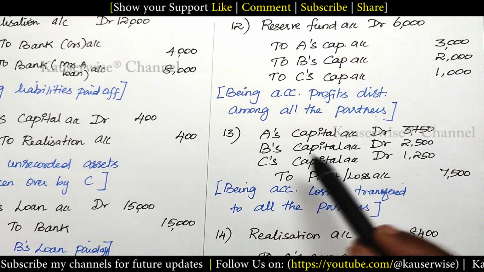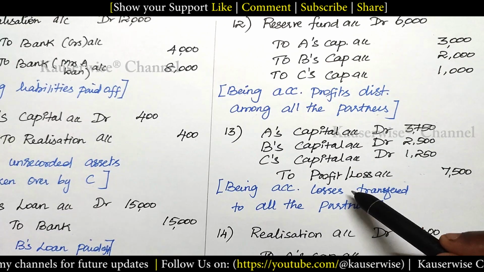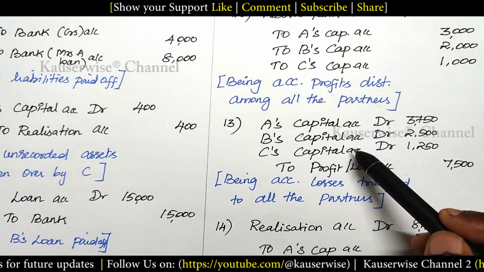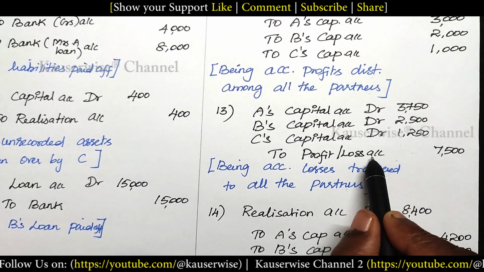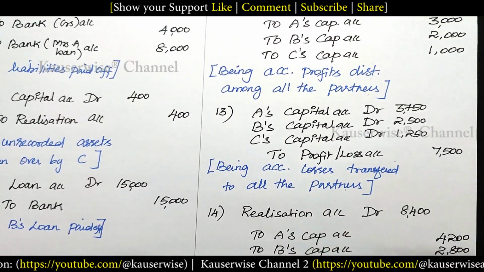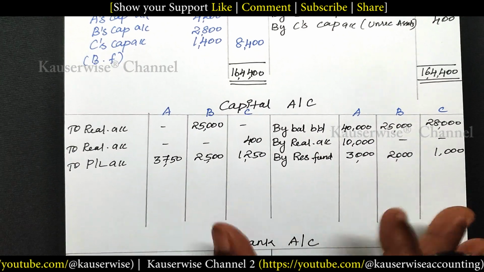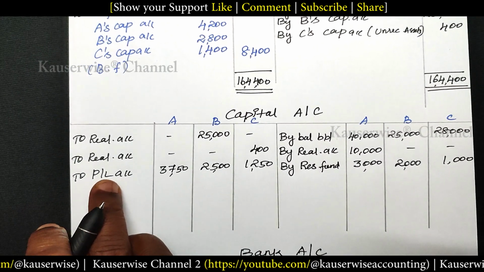See the 13th entry. This is the entry for transfer of losses. So what is the entry? All partners capital account debit to profit and loss account. Enter profit and loss under debit side of three partners capital account. See the capital account. Under debit side we have entered accumulated loss.